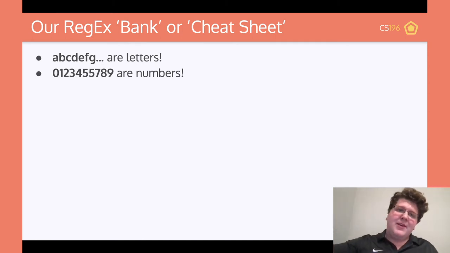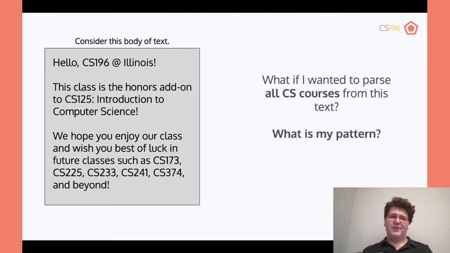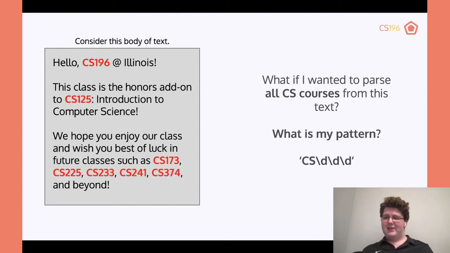Before we do that, we have our sort of bank or cheat sheet, and we're going to be building on this all lecture long. And so we have letters and numbers. So this is basically just look for this exact letter or look for this exact number. So what if we wanted to get all CS courses, right? Well, to do that, we're going to use a different pattern, and that is using \d.